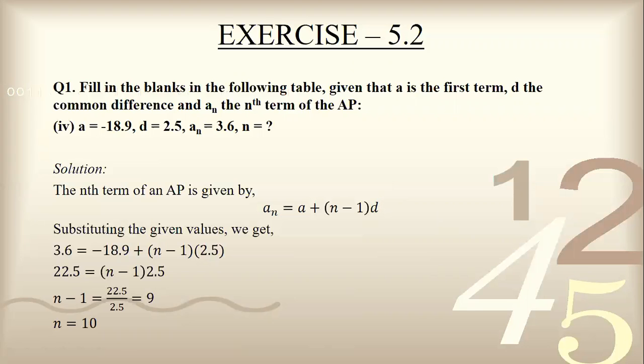So the nth term of an AP is given by An equal to A plus n minus 1 into D. Substituting the given values, instead of An, we will substitute 3.6. A is minus 18.9 plus n minus 1 into D, which is 2.5. So we'll keep the unknown term on one side, the rest we will solve. So we'll get n minus 1 is equal to 22.5 by 2.5, which on solving we get 9. So n is equal to 9 plus 1, which is 10.